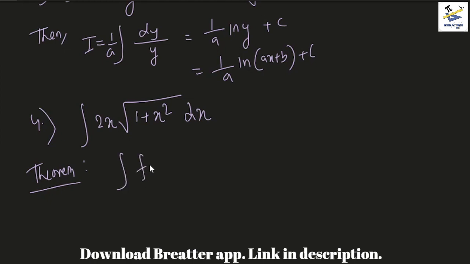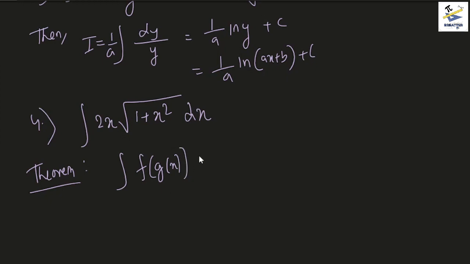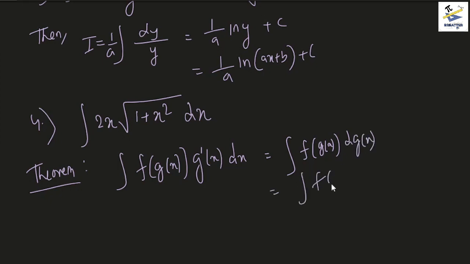The theorem says that if you have f of gx into g prime x dx, this is the form of the integral, which as you can see is the chain rule, then this is basically equal to the integral of f of gx d of gx, or you can say this is equal to the integral of f of y dy, where y equals gx. So you just need to integrate the function f. If the function f is integrable in an elementary form, you would be done, right?